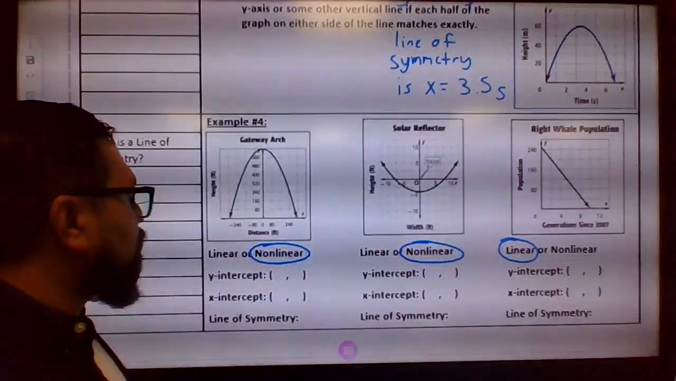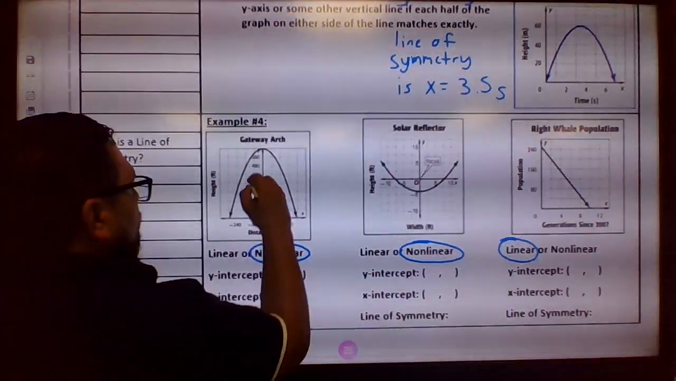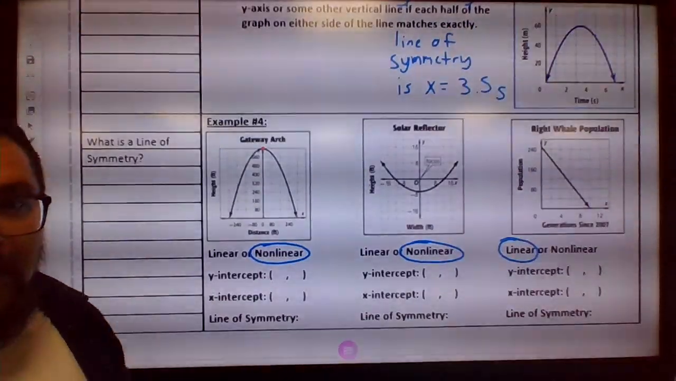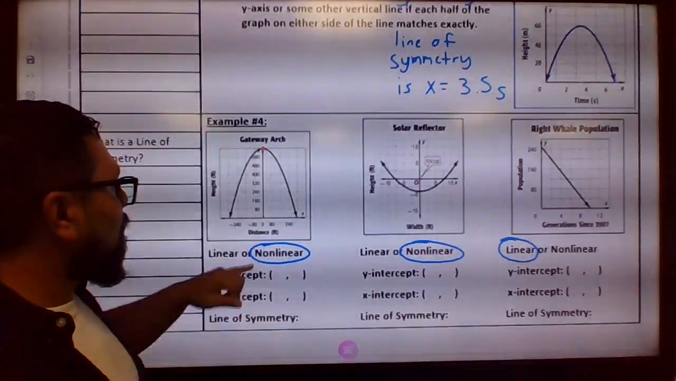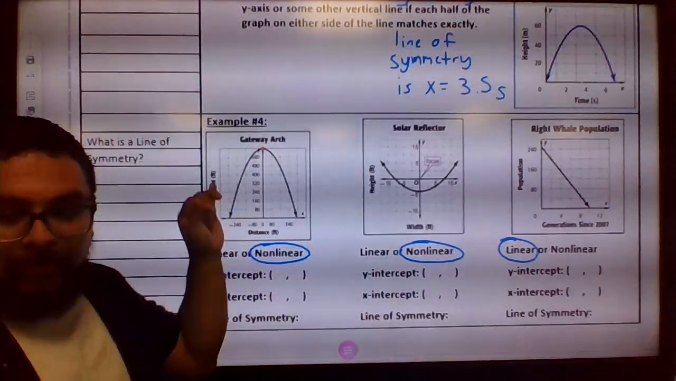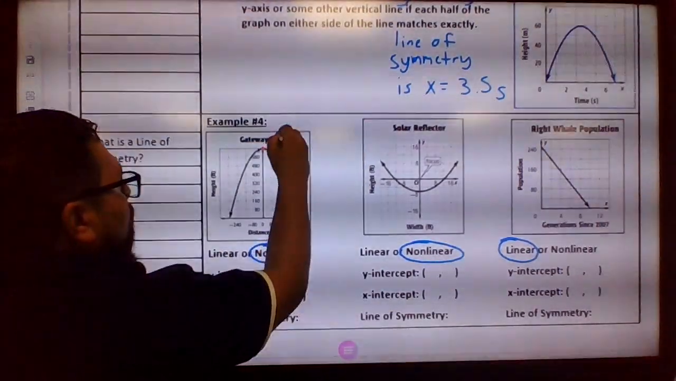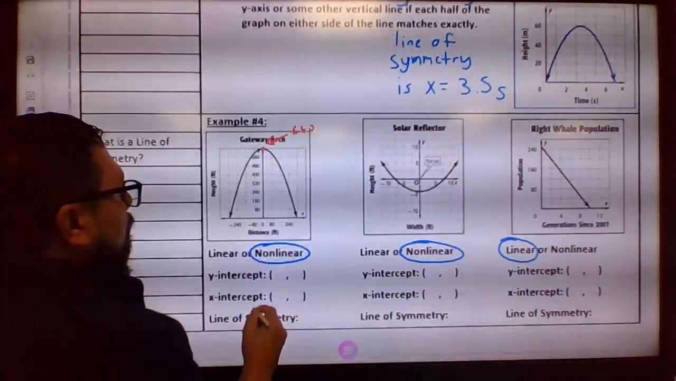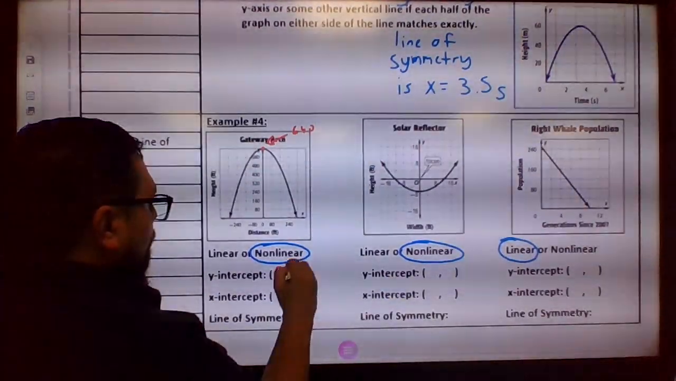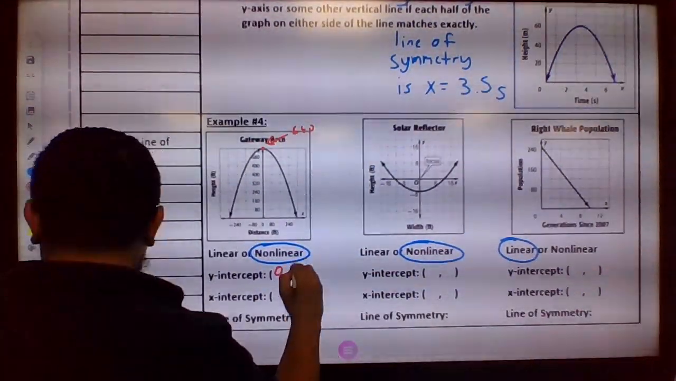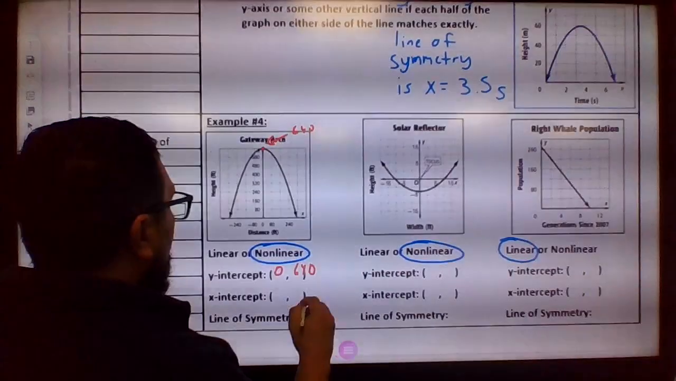The y-intercept. Where does this cross the y-intercept? So where does it cross the y-axis here? It crosses the y-axis at this one. It's going up by 80. So it's 80, 160. It keeps going up. So it looks like it crosses that at 640. So this is 640. So your y-intercept is (0, 640) feet.